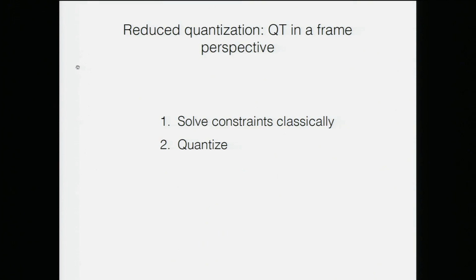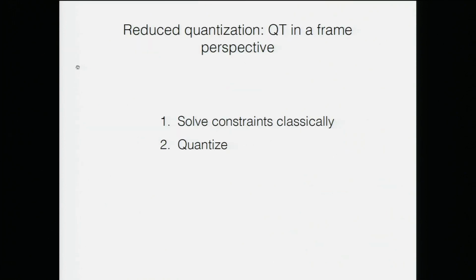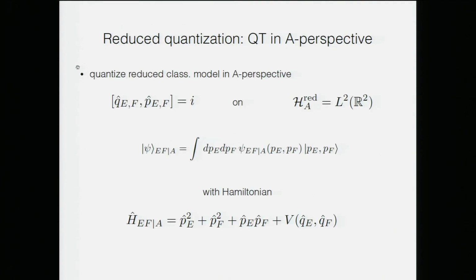Basically, the main thing to do first is we want to quantize these gauge-fixed reduced Hilbert spaces using the reduction method. You solve the constraints classically, then you quantize, so it's reduced quantization. In this example, it's really simple because if we are in A's perspective, then we have only the E and F pairs left over as dynamical degrees of freedom, so you can just quantize them as standard on some L2 over R2. The states here, for instance, in momentum representation would just be functions of the momenta of E and F, and you would interpret that as the wave function of E and F relative to A, and there's this Hamiltonian, whatever.